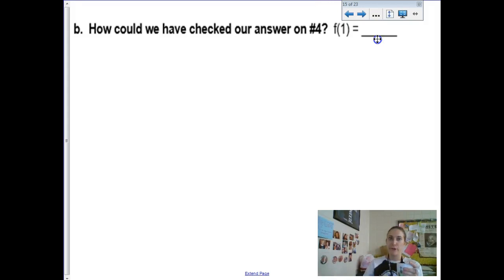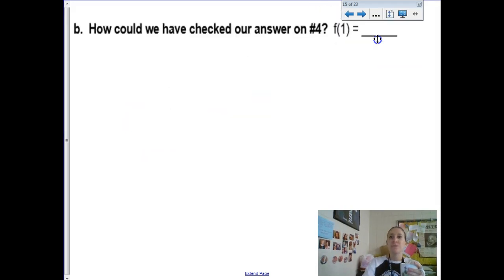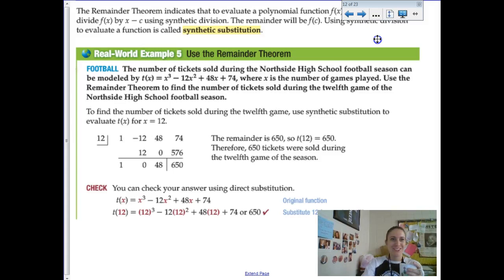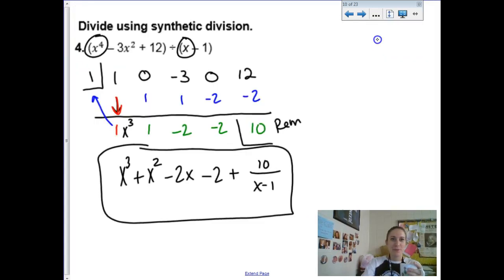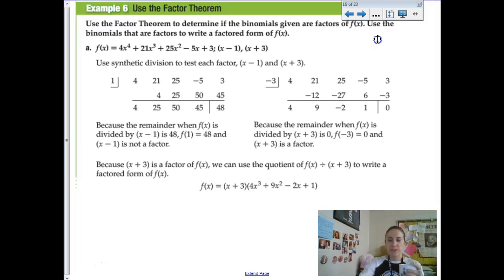There. Theorem. How could we have checked our answer? We could have just plugged in 1. Or, on number 4, wrong question. What was number 4? That guy. So we talked about that. If we plug in a 1 manually, we're going to get an answer of 10. Knowing what I know about teenagers, they're probably not going to go to the effort of double checking their problems. Unless it's a test, then you might.